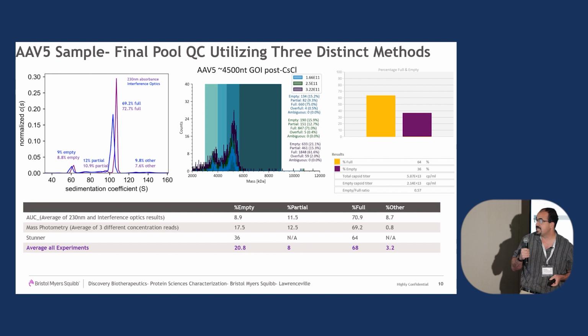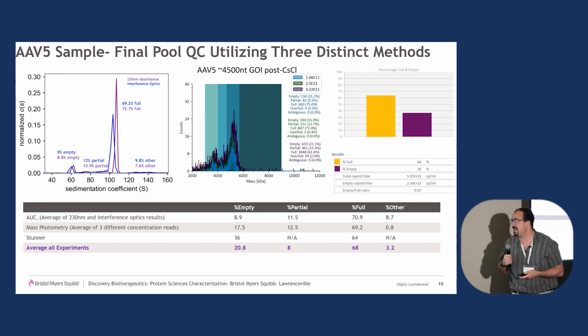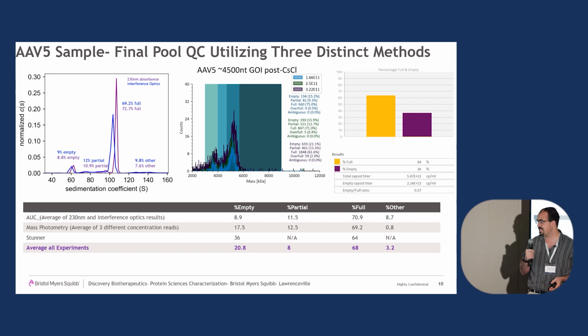And so in this case, you can see what we consider the gold standard of empty-full quantitation, being AUC, giving us about 9% empties, about 11.5% partials, and 71% full. But when we compare that to the mass photometer, we're getting very similar results: 69% full, 12.5% partial, and about 17.5% empty. And this is really impressive for us, especially with us straddling between the antibody and the AAV world. We're able to get these kinds of numbers using a 2MP instrument.